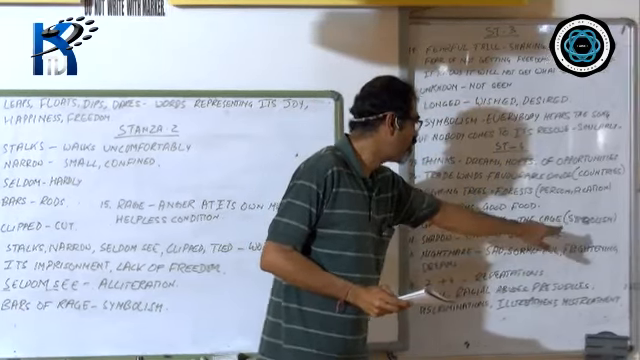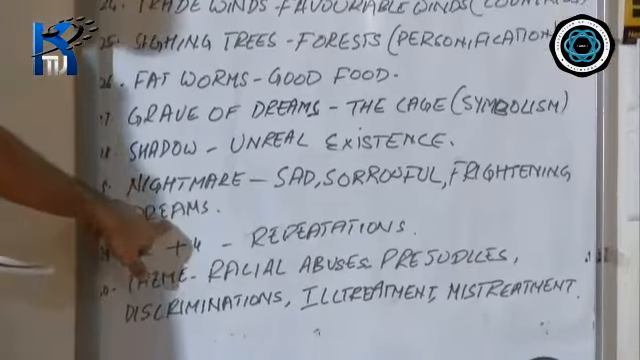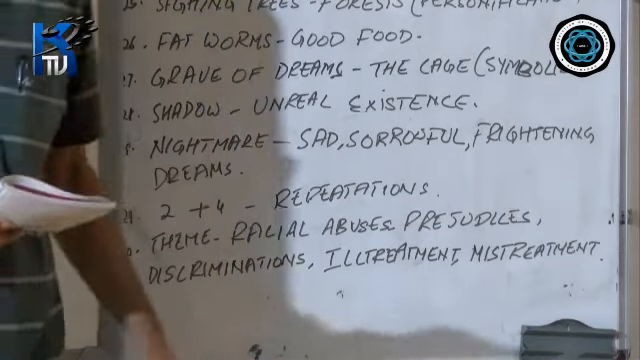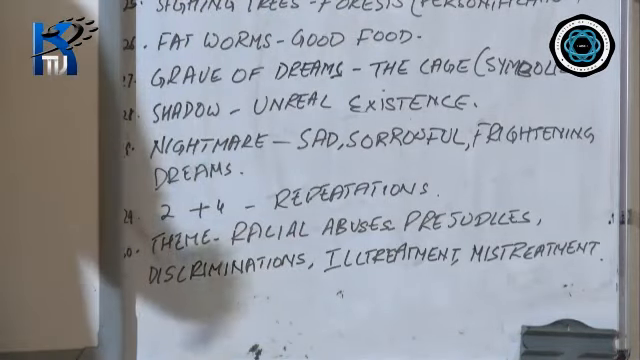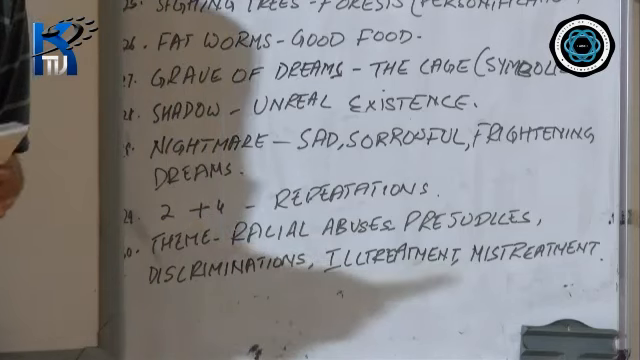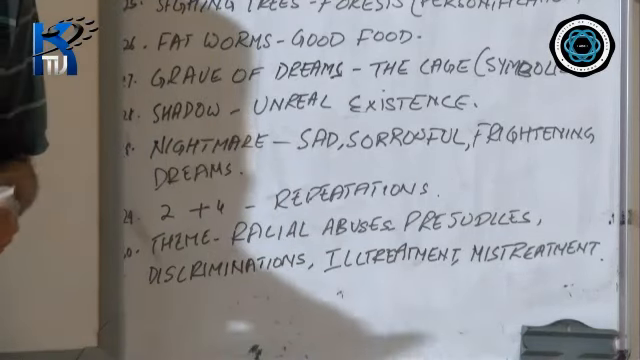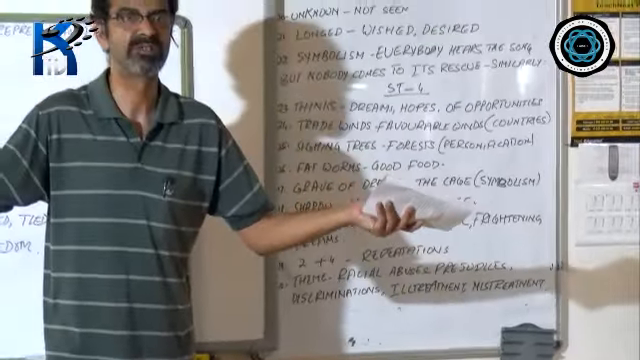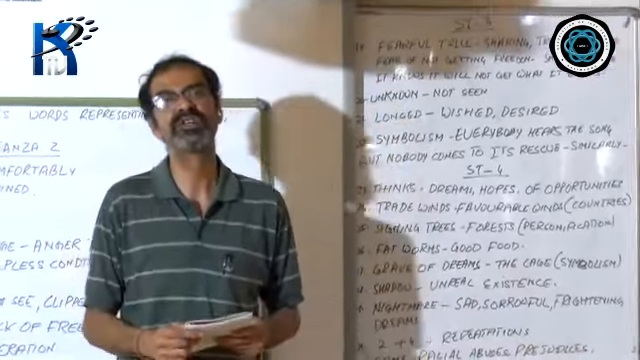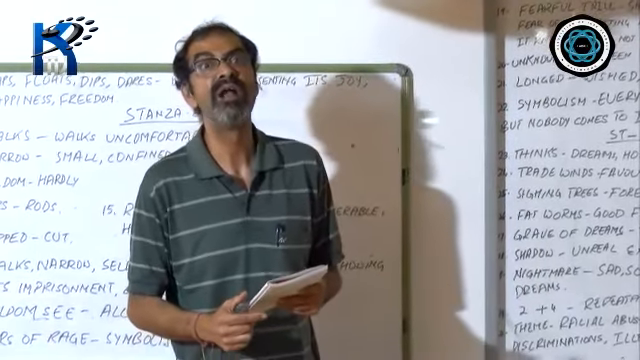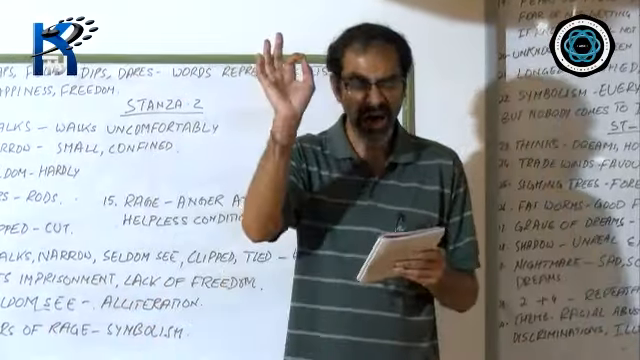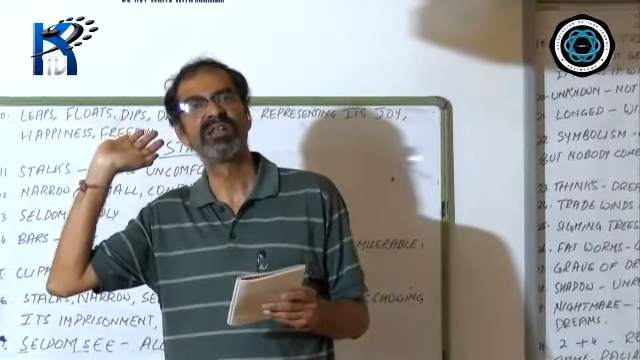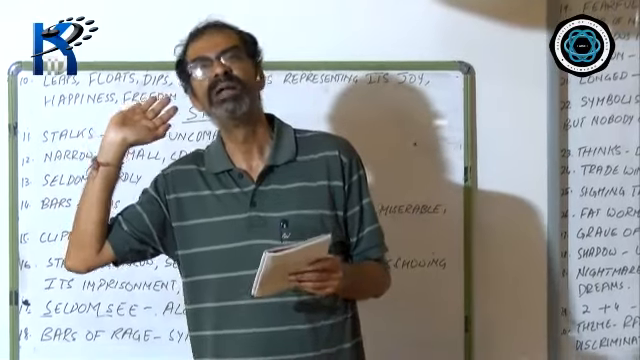Sad, sorrowful, frightening dreams that the caged bird sees are the nightmares. And these nightmares cause the caged bird to shout out of anger, helplessness, frustration, and hopelessness. That is why its existence is like a shadow, unreal. After that, you will see that the rest of the lines and the last stanza have been repeated.